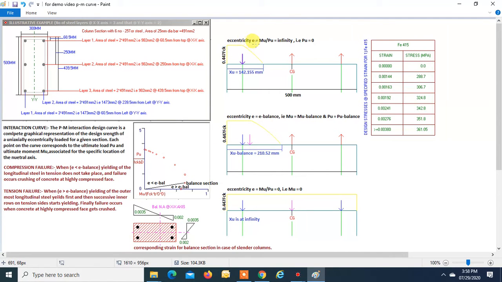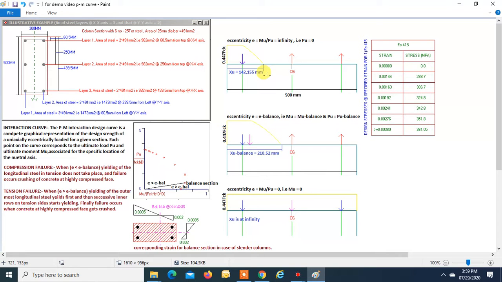Where eccentricity e is equal to Mu by Pu is equal to infinity, and that means at that point Pu is equal to 0. So Pu is equal to 0, and that is over here, right? Over here, e will be equal to infinity, right? Now, eccentricity e is equal to e balance, that is Mu is equal to Mu balance, and Pu is equal to Pu balance, okay? And that is this point, right? Okay, from this graph, we came to know that eccentricity is found to be infinity when xu is equal to 142.155 mm.